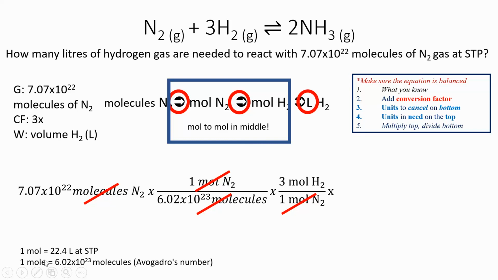That's just our constant that 22.4 liters is 1 mole at standard temperature and pressure. That's what STP means. So we're going to put that in. Again, our units are going to cancel, and we're going to be left with a volume of hydrogen, which is what it was asking us for, liters of hydrogen gas.